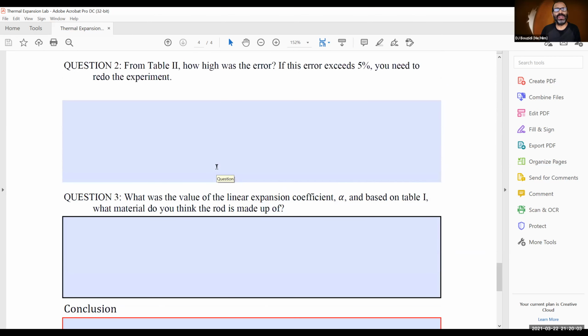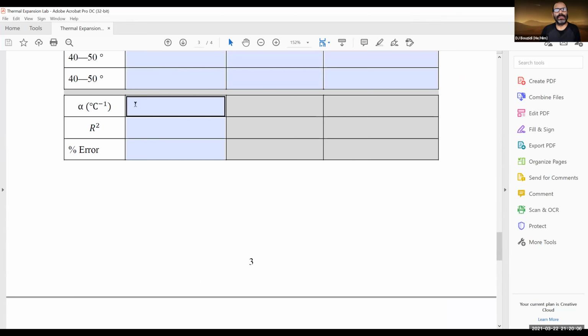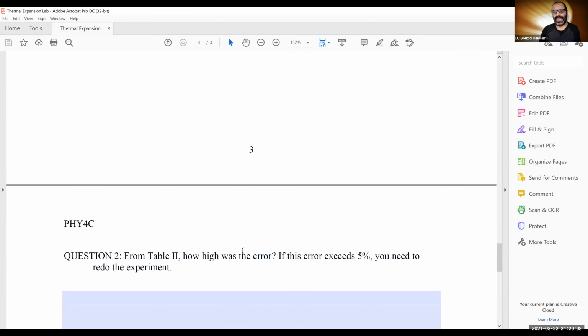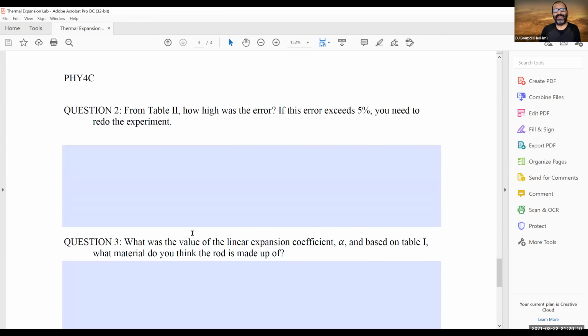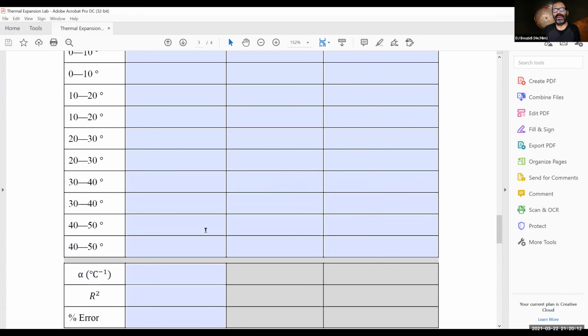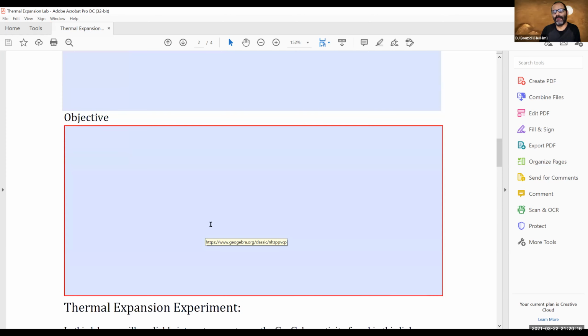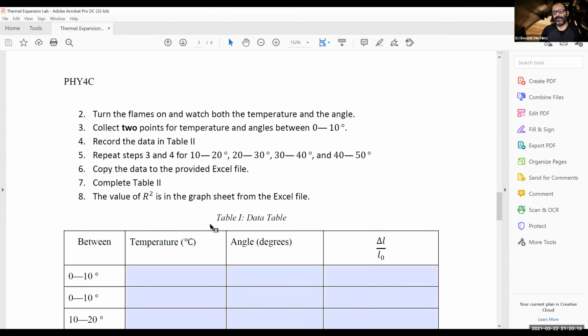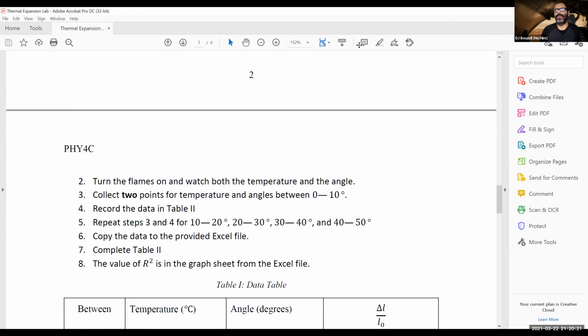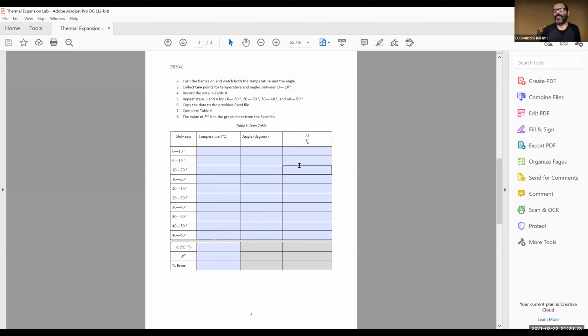And then based on the value of alpha that you find in here, that's the last question, by the way. Based on that value, you're going to look into the table. Where is the table? I skipped it. Oh, it's in here.